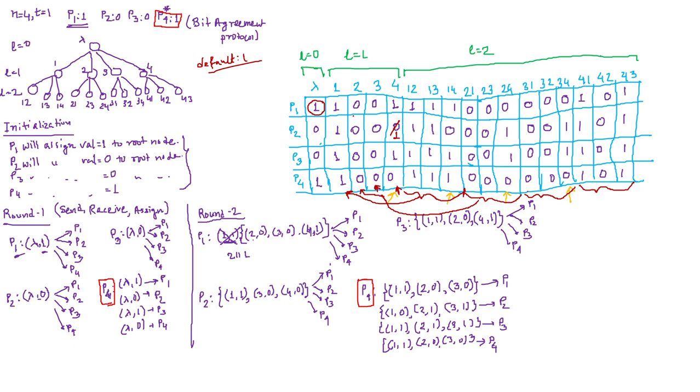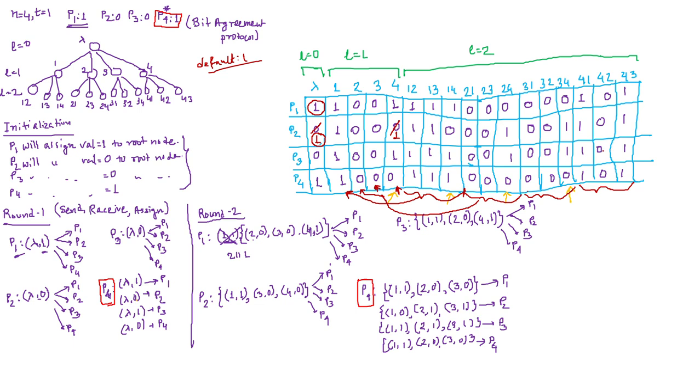Now the majority of all the level 1 nodes, that is 1, 0, 0, 1. So no one has a majority count. So the default value 1 will be assigned to the root node. So this is the final Byzantine agreement output for P2.